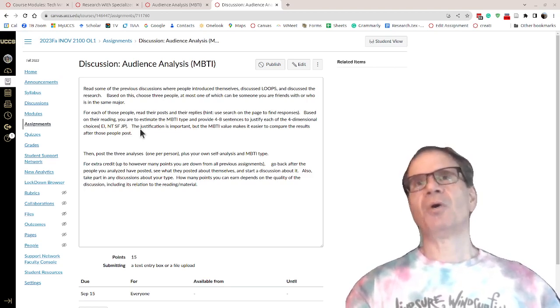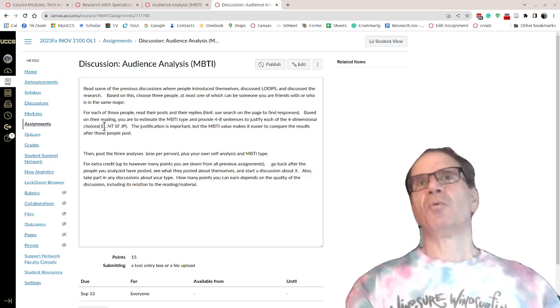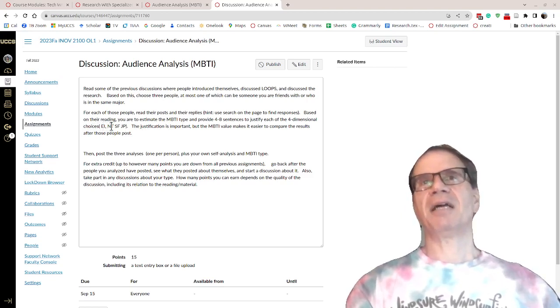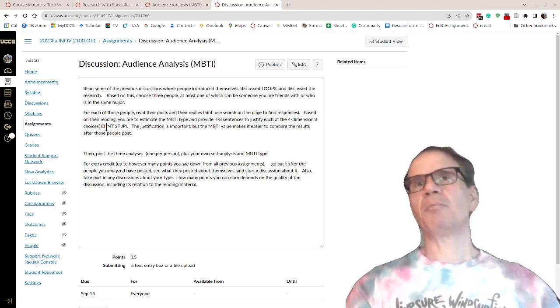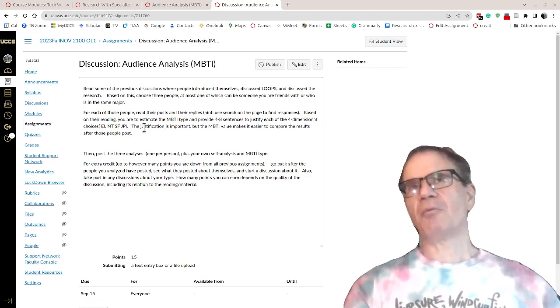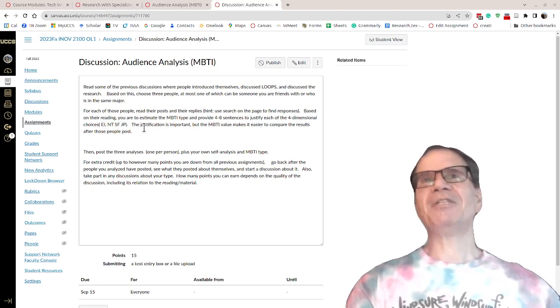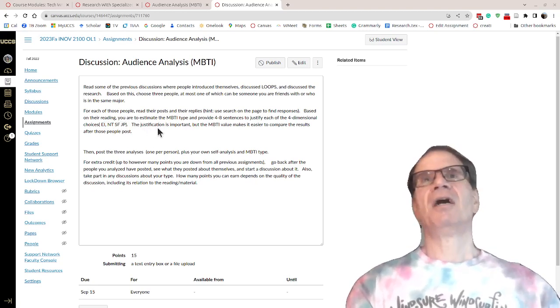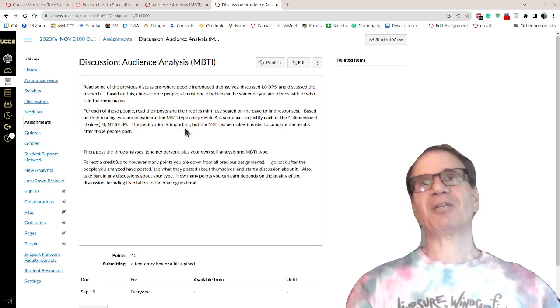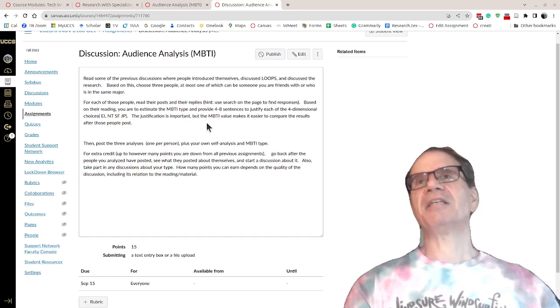So 1 to 2 sentences for each of what they are: EI, NT, sensing, feeling, judging, perceiving, right? Put those together. Write a little bit about that for each person. What made you decide they were that dimension? The justification is what's important, not the actual letter. But the MBTI makes it easier to compare the results after people post.